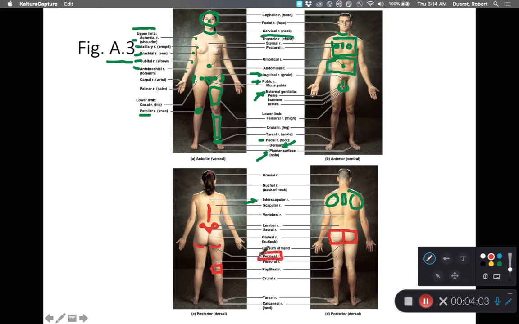The perineal region is not very well shown here. We would need a spread eagle view where the legs spread and zoomed in between the legs to really see the perineal region well. The perineal region is going to be in between the anus and the beginning of the scrotum in males. In female anatomy, the perineal region is an area of tissue between the anus and the vaginal opening. The heel is referred to as the calcaneal region.